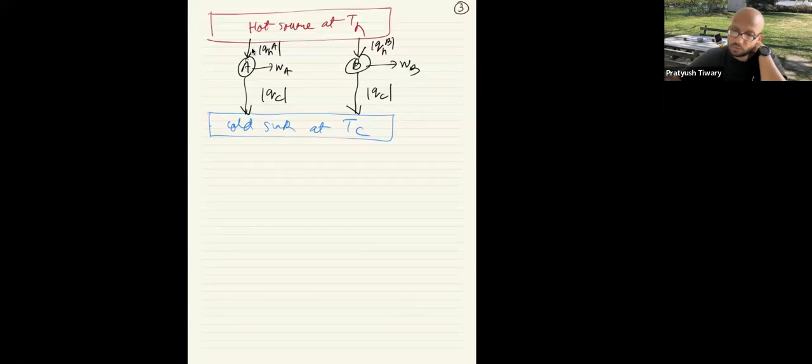Now we are going to do something very interesting. Since we are thinking about reversible processes, we are going to run engine B in the opposite direction. It's reversible, right? So no one's stopping us from doing that. We want to reverse engine B.